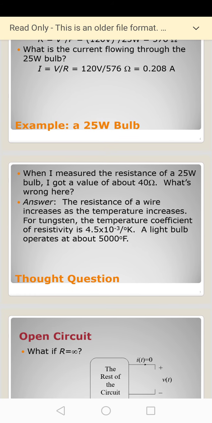For example, take a 25 watt bulb. When I measured the resistance of a 25 watt bulb, I got a value of about 40 ohms. What is wrong here? Answer: the resistance increases as the temperature increases. For tungsten, the temperature coefficient of resistivity is 4.5 × 10⁻³ per Kelvin. A light bulb operates at a very high temperature.